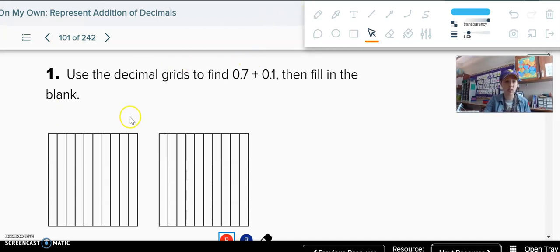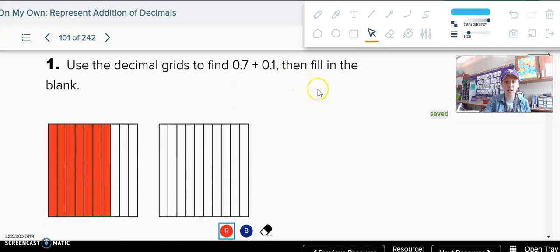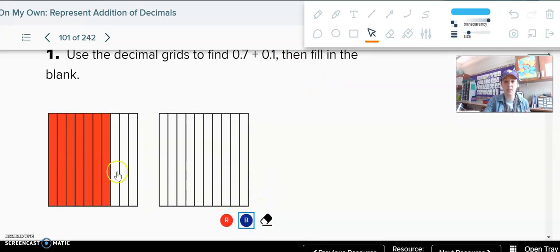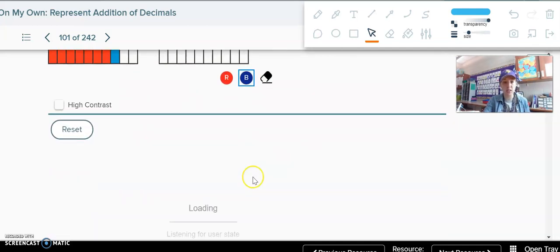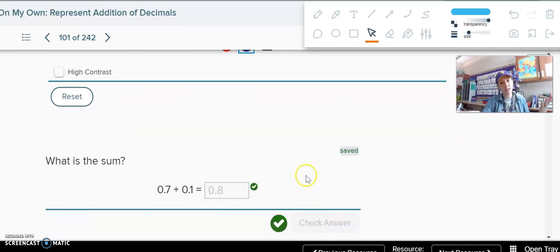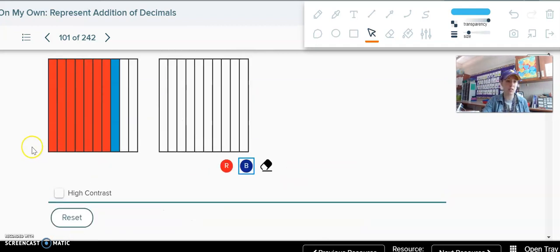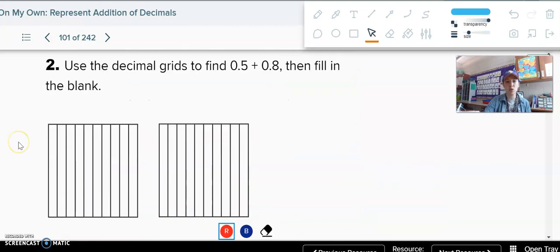All right, so I would say, okay, 7/10, 1, 2, 3, 4, 5, 6, 7. I'm going to add the 1/10 right on the same grid so we can see how much it is all together. It's 8/10. We can see 8 out of the 10 are colored in. All right, go ahead, use your grids to find 5/10 plus 8/10.